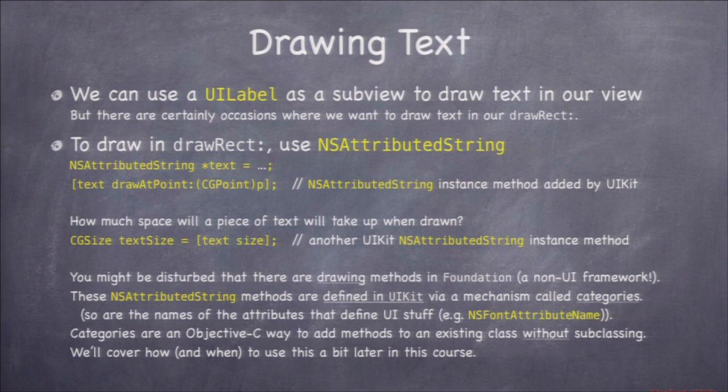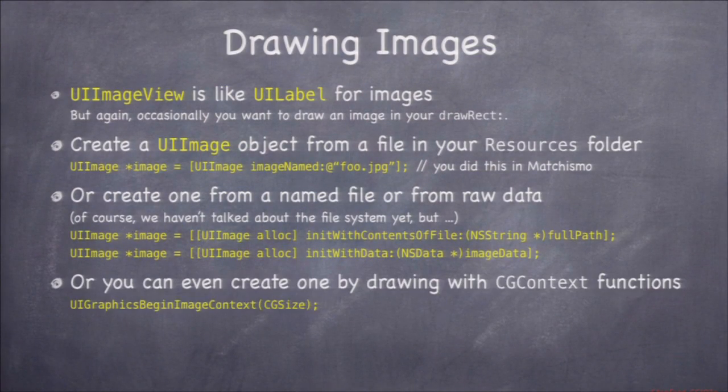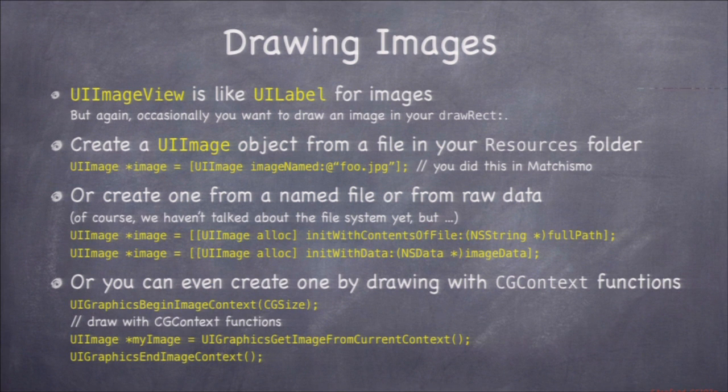That's why I don't show you until about halfway through, because it can be abused, this mechanism. But that's how this is working, for those of you who are wondering. Drawing images is almost the same, but instead of an NSAttributedString, you get a UIImage. So you know how to get one out of the image asset library with image name. There are other ways you can create them from files. You can even draw into an off-screen bitmap to create a UIImage.